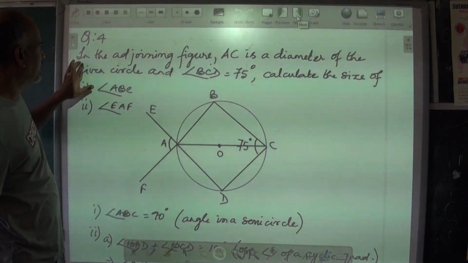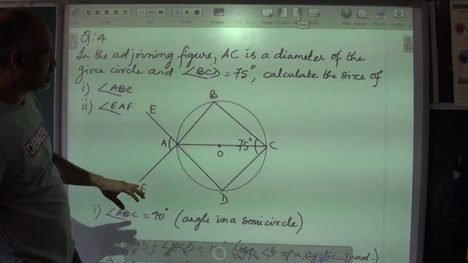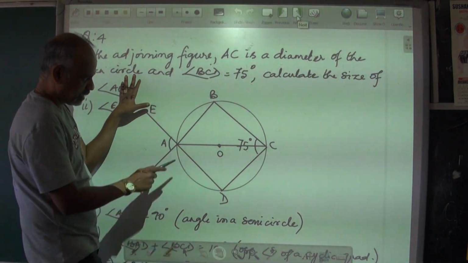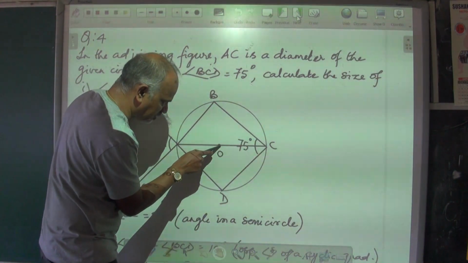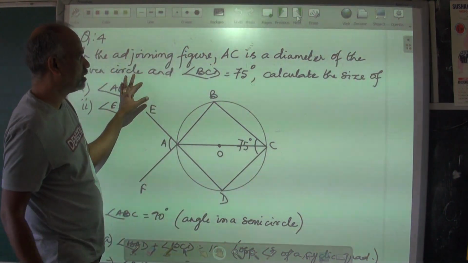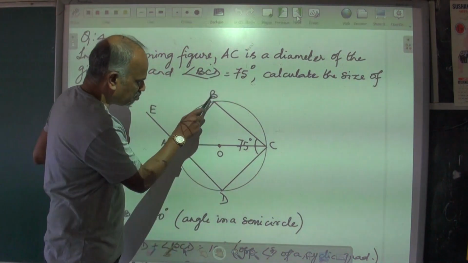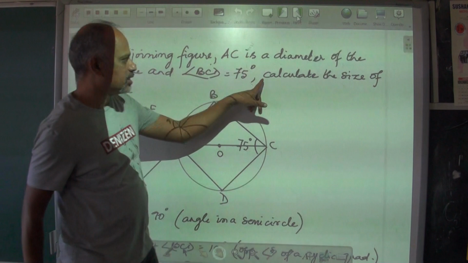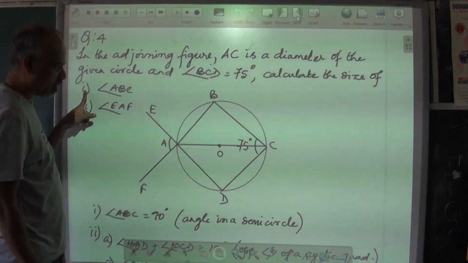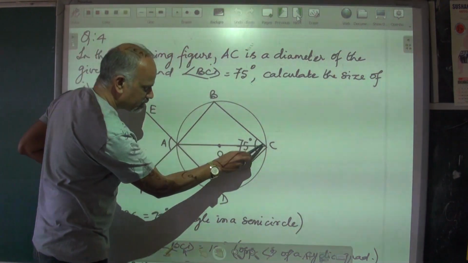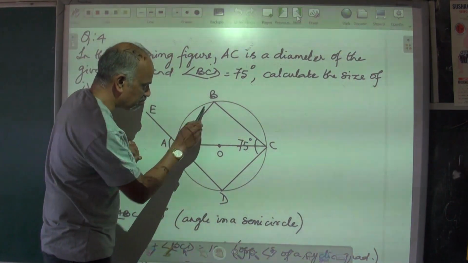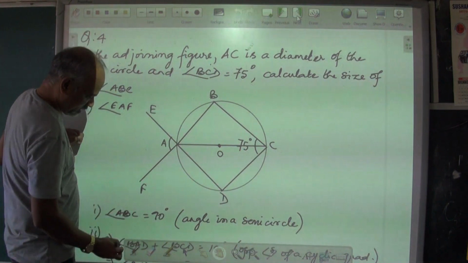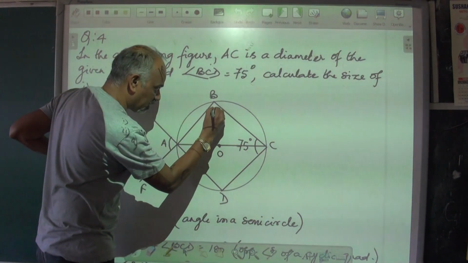Question number 4. In the adjoining figure, AC is the diameter of the given circle. You can see it passes through the center, so this is the diameter. Angle BCD is 75. Calculate the size of number 1, angle ABC. We'll come to the second one later. Angle ABC is what you have to find first.